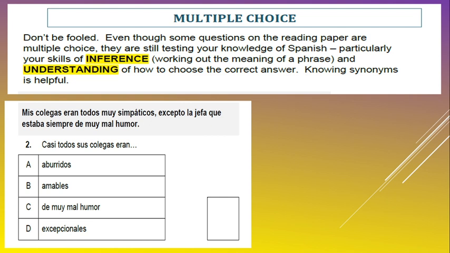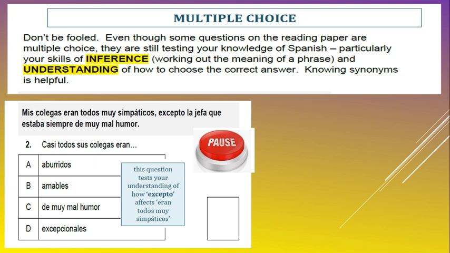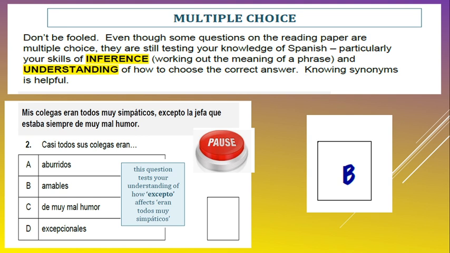So mis colegas eran todos muy simpáticos, excepto la jefa, que estaba siempre de muy mal humor. So the question actually says, casi todos sus colegas eran. So almost all of her colegas eran, of her colleagues. Okay. So the answer is B, because they were almost all friendly, which is B, amables.